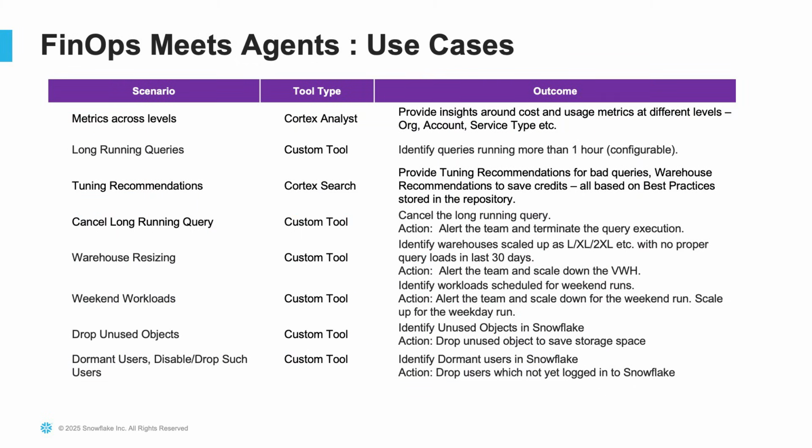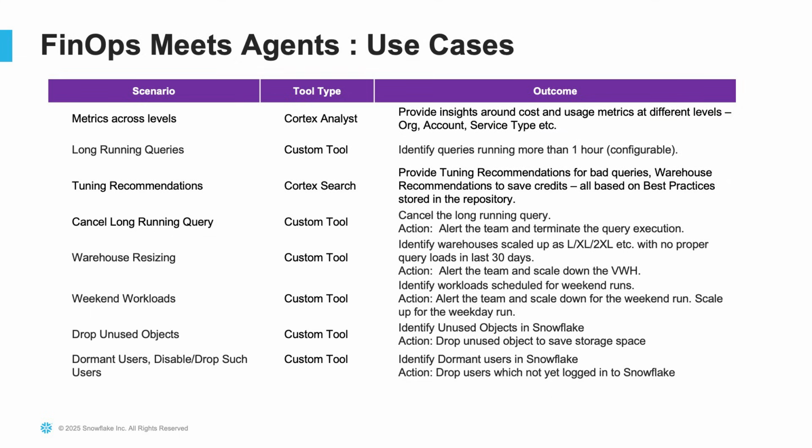Now, there are several use cases that fall under performance and optimization, cost and resource management, and user and access governance. These areas are critical for ensuring operational efficiency, controlling expenses, and maintaining secure access to systems and data. It can provide visibility into key metrics across different levels, helping teams monitor usage patterns more efficiently.